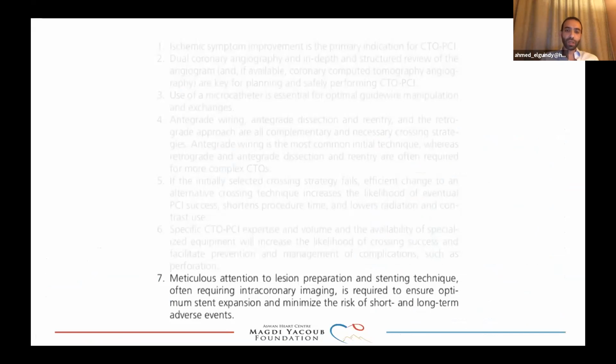Now, one last thing: you've really gone through a very tenuous and tedious procedure, spent 3 hours trying to open an occluded vessel that has been occluded for 10 years, and you're happy about the result.